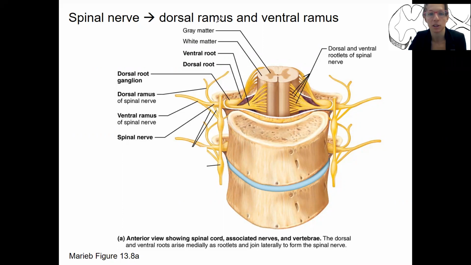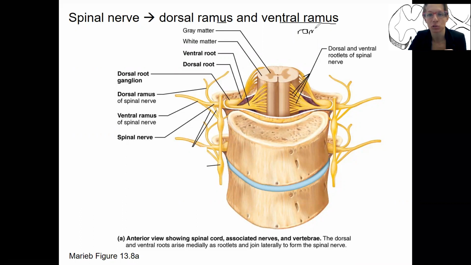We're going to have something called ramus, and rami is plural, the dorsal and ventral ramus, and then nerve plexuses or plexi. So I want to look briefly at those and conceptually understand what those things are. We're not going to learn all of the nerve plexuses in detail. So this image should look not too scary now.